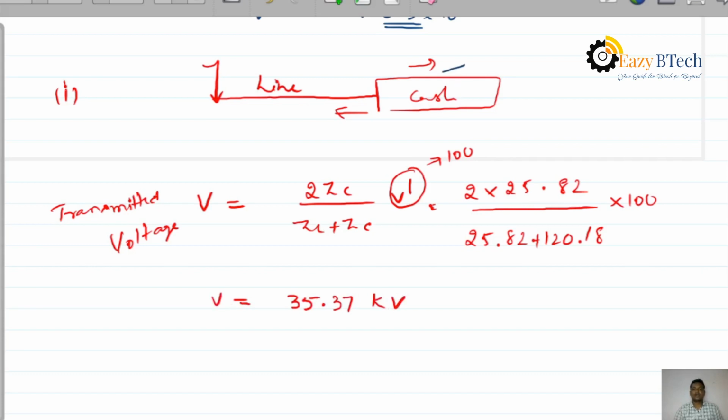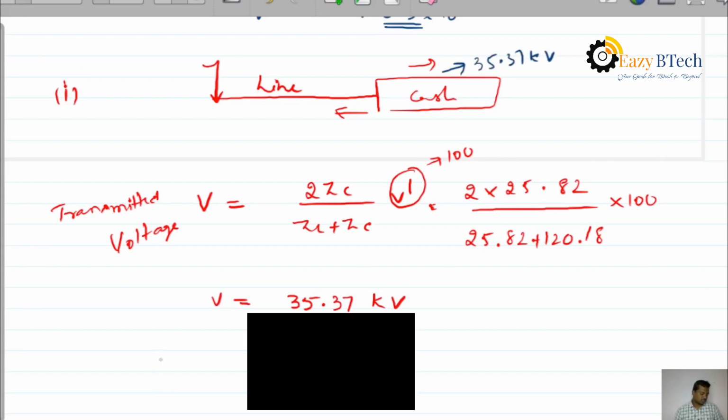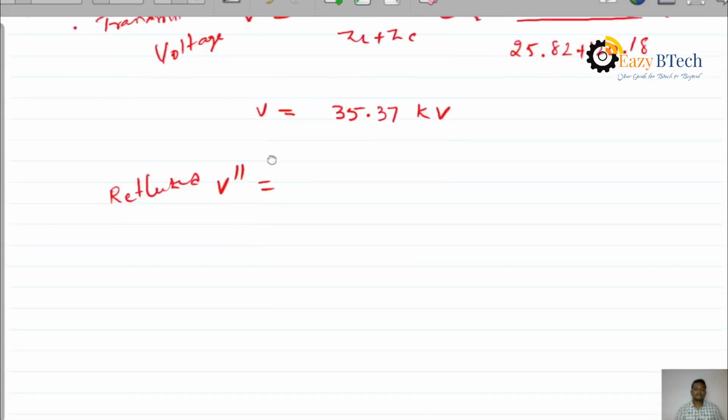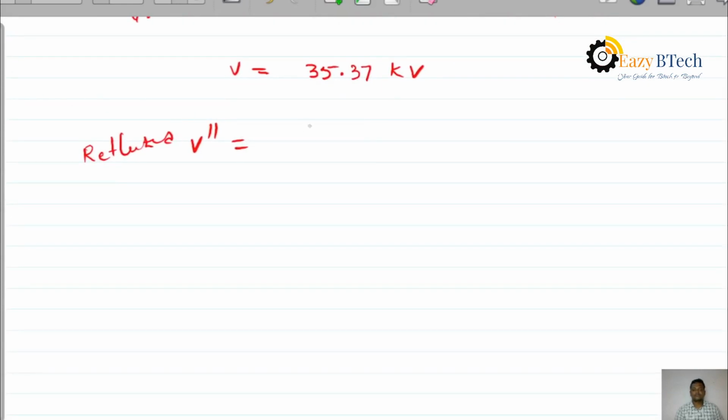Transmitted voltage is 35.37 kV. Now I calculate the reflected voltage wave, this V double dash. Therefore, the reflected voltage formula is (ZC minus ZL) divided by (ZC plus ZL) into V dash.